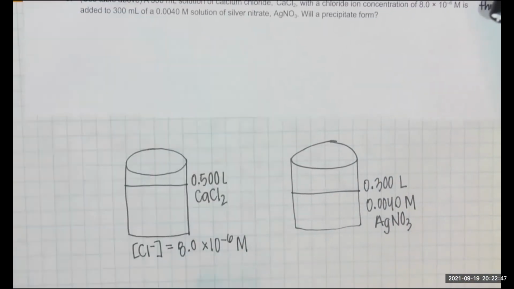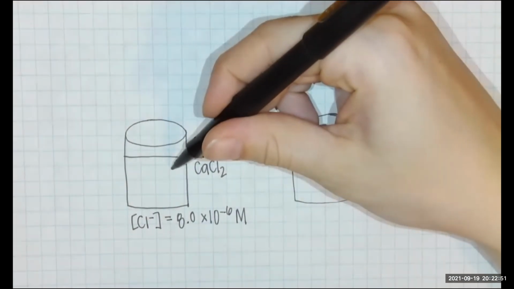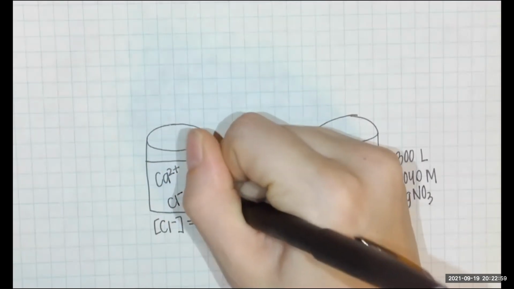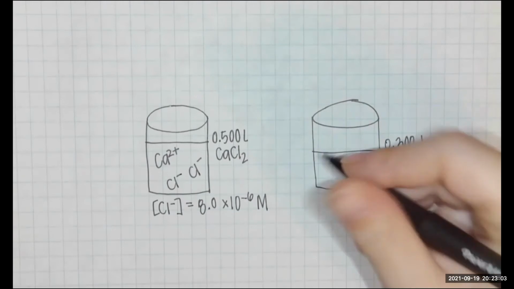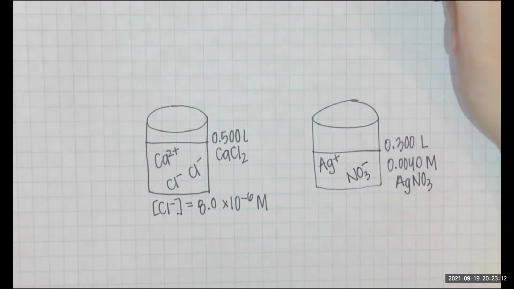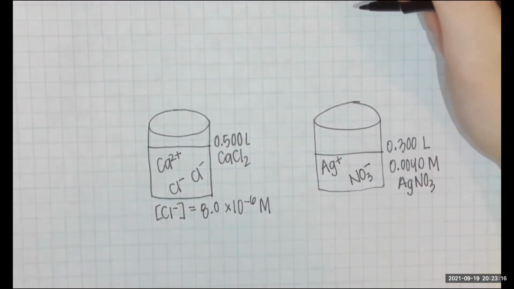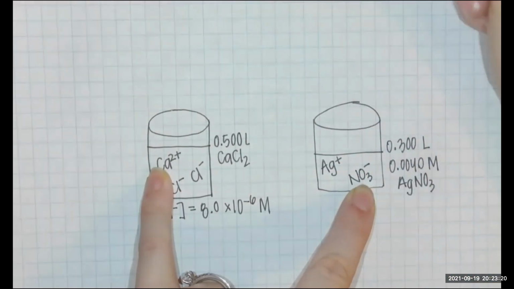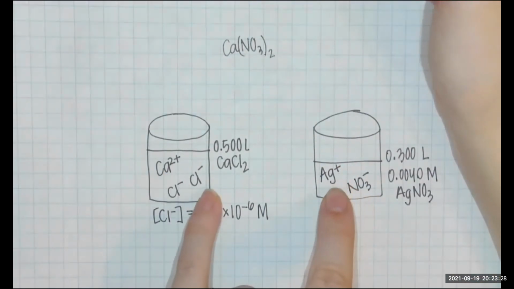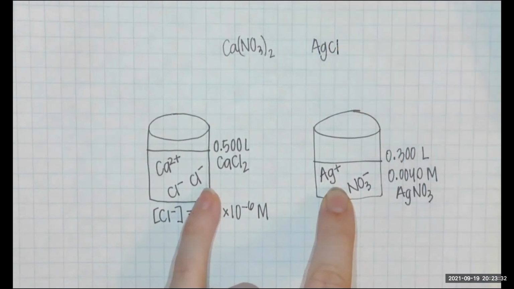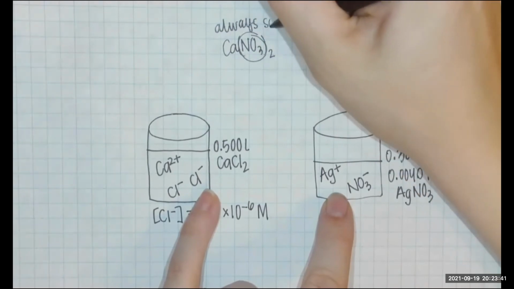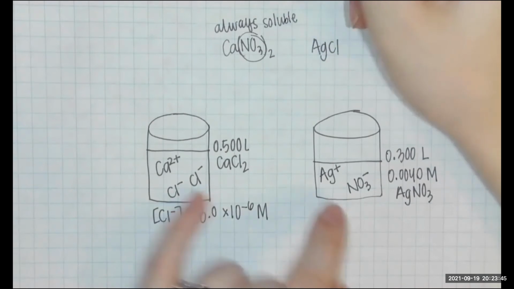So I'm looking at how calcium chloride would split apart. Calcium, chlorine is a 1 minus ion and there's 2 of them. This is how that would split up. Silver nitrate. I could hypothetically put the calcium and the nitrate together, maybe. I could potentially put the silver and the chlorine together. Since this is a nitrate, this will always be soluble.